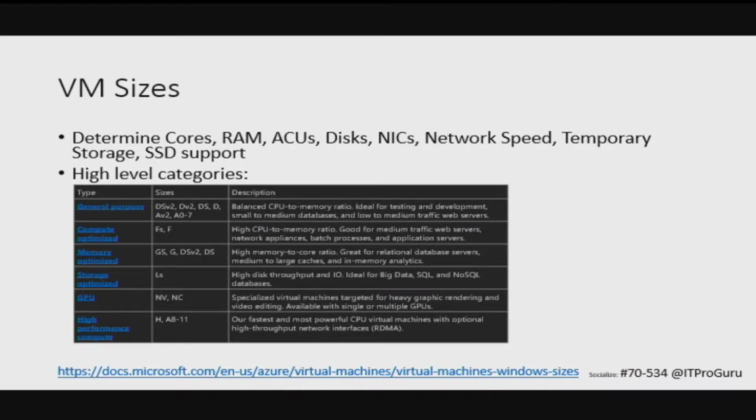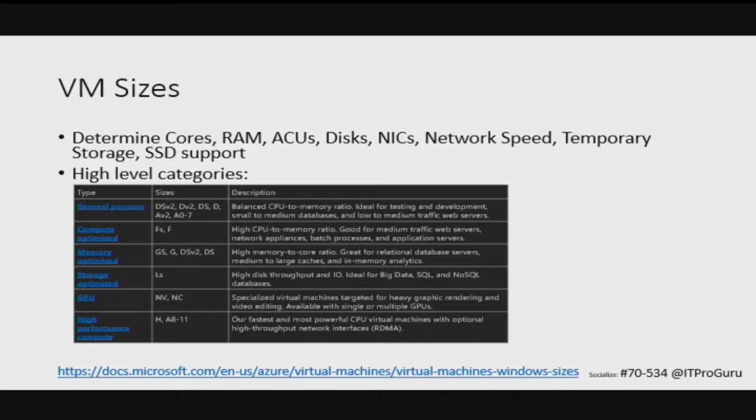These are the VM sizes. We have dozens and dozens of different kinds of VM sizes. These are the high-level categories. We have general purpose, compute optimized, memory optimized, and so on. And VM sizes really determine the amount of RAM you get, the number of cores you get, the Azure Compute Units, which I'll talk about in a second, the disks that are supported, whether standard disks or premium disks are supported, how many NICs, the network speed of those NICs, how big your temporary storage is. So when you choose a VM, you are kind of getting locked in to whatever capabilities that VM size provides.